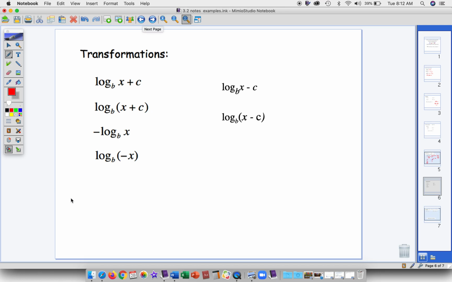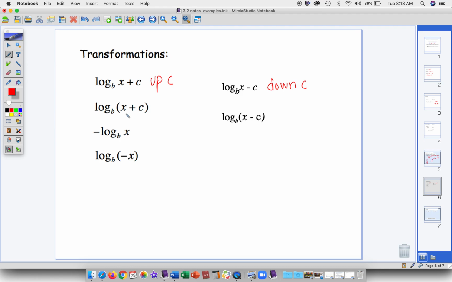Okay, let's talk about the transformations of the graphs. So here we have log base b of x plus c. So that c, there's a big difference whether we have parentheses or not. Without the parentheses, this is going to shift the graph upward. So it's just like an x squared plus 4, or any parent function. This is the parent function. When we add on to that parent function, that's a move upward. So it's going to go up c units. So if it's, again, no parentheses but a minus c, this would be down c units.